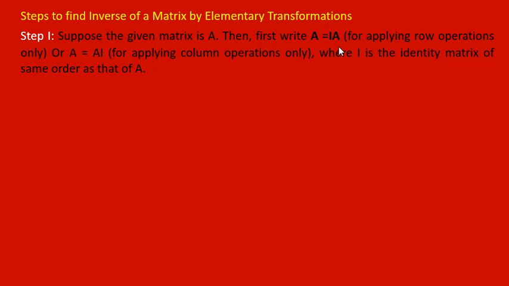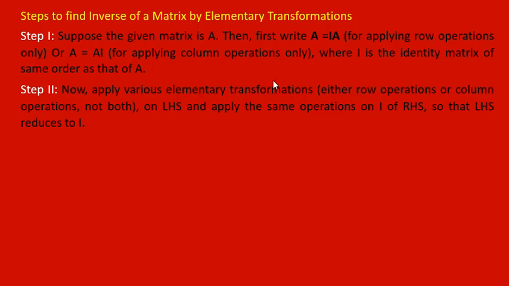Now here I is the identity matrix of the same order as that of A. So whatever will be the order of A, like 3 by 3 or 2 by 2 or 4 by 4, generally we will not get any problem of 4 by 4. So either 2 by 2 or 3 by 3. So our I will also be of that order.